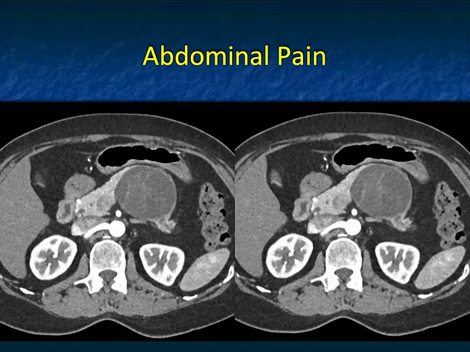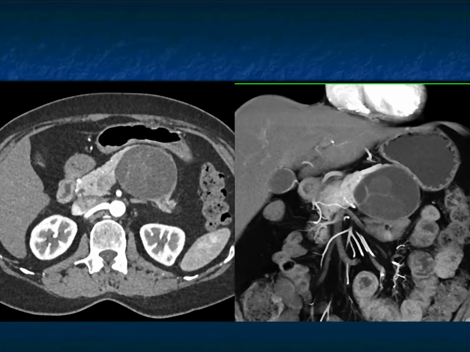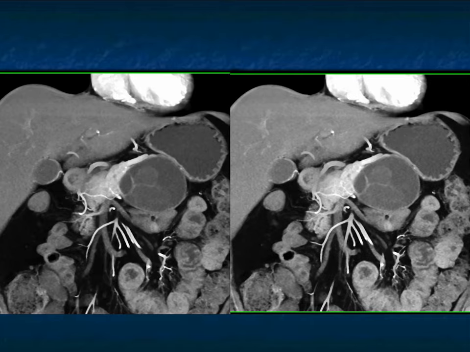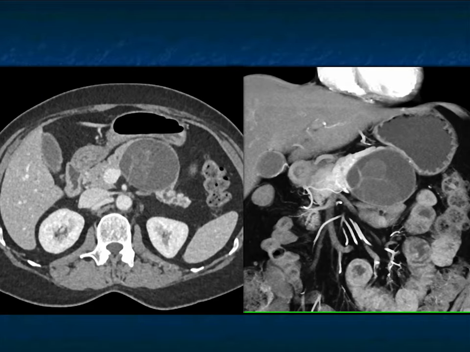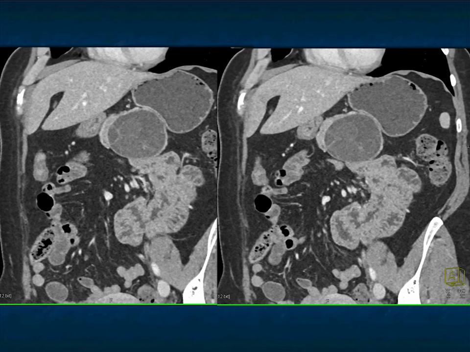Another example, this is like 6-7 centimeters, perfect location, minimal duct dilatation. Really good example. There's some soft tissue. I would worry at least intermediate grade. This is going to be coming out regardless. But thickened septation, soft tissue nodules, this is a very concerning lesion to me. Here's a few more looks at it.